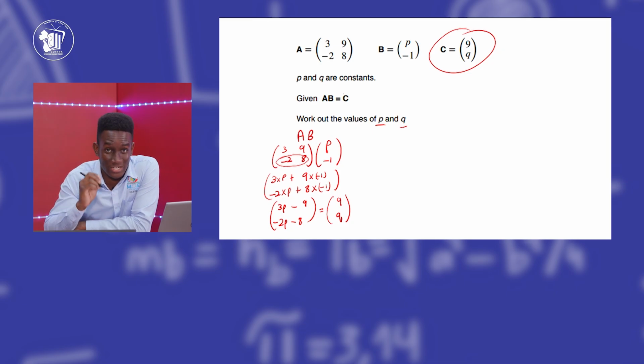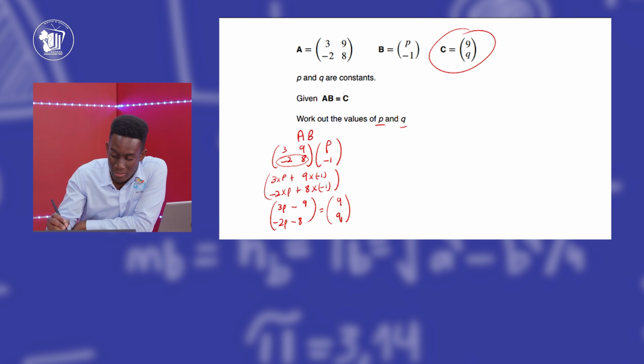Hence, it can be classified as an equal matrix because 3p minus 9 can be considered as one element because they're together. And we cannot take this any further, so that is why we leave it as 3p minus 9, and it can be considered as one element. So let's equate that and solve for p.